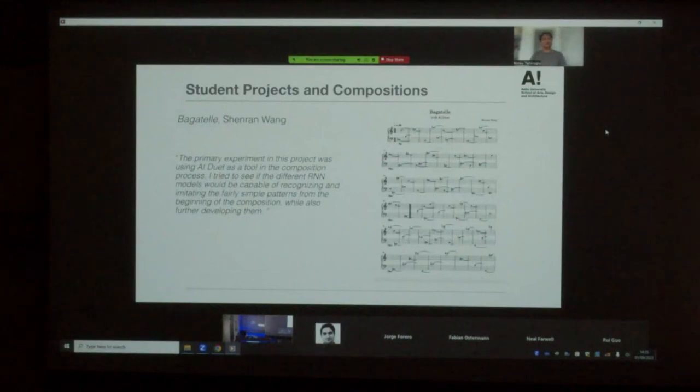And later on, when students present their composition ideas, and they also describe a particular narrative that links the composition to the deep learning models introduced in this course, and they start working on their composition. Here is the first example, Shenran's composition, which is based on a particular music set theory, and only certain pitch classes can be used in this composition, and primarily AI Duet was used as a tool in this composition.